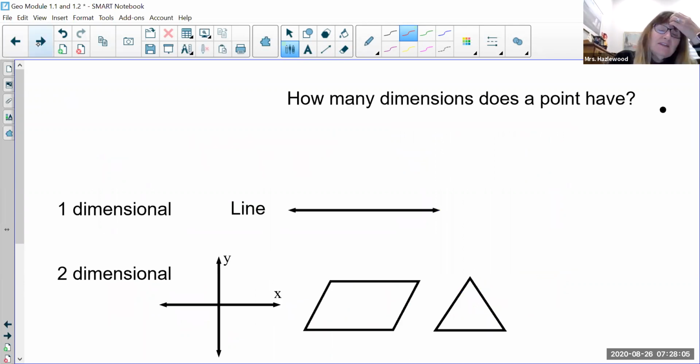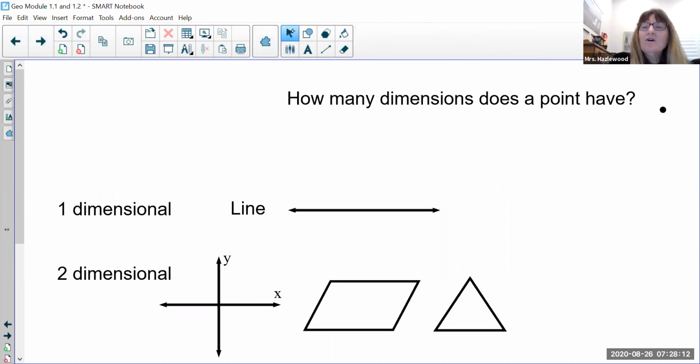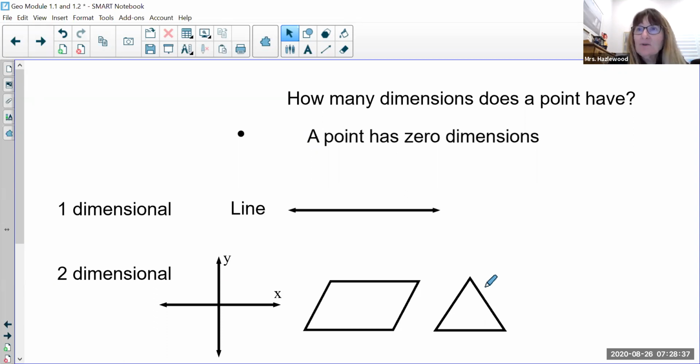All right, this was in the video as well, and I just want to review it. How many dimensions does a point have? A point is 0-dimensional. It's just a point in space, so it has no dimensions. A line is 1-dimensional. You can see it's just a straight line. A 2-dimensional shape is our triangle, rectangle, so it has length and width. 3-dimensional has height.